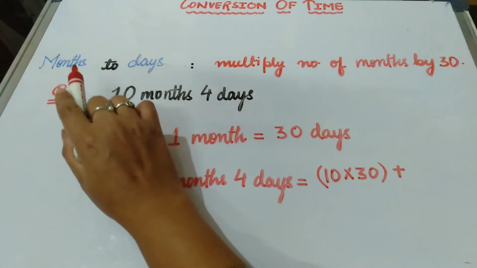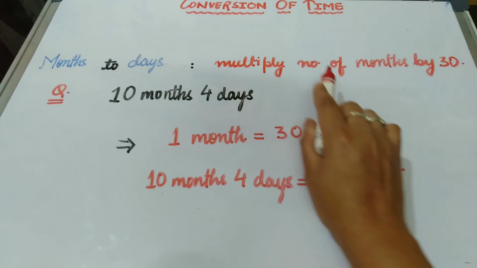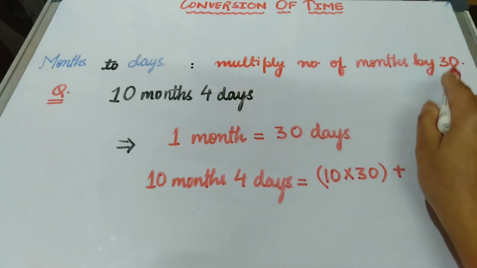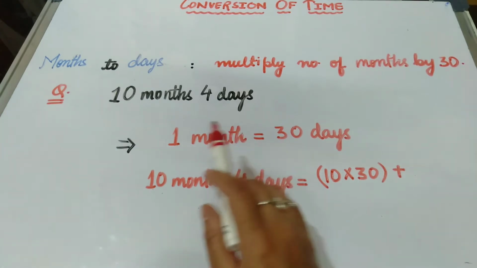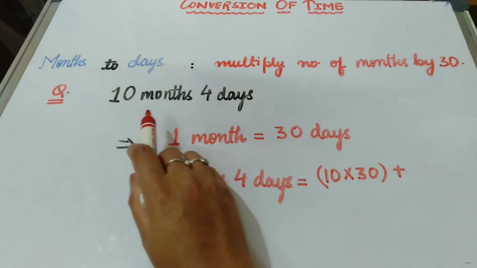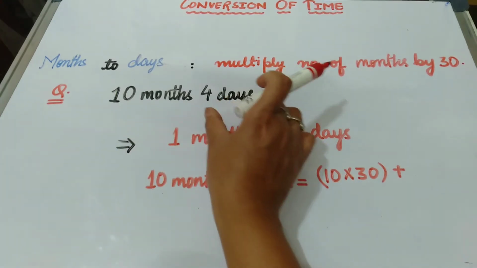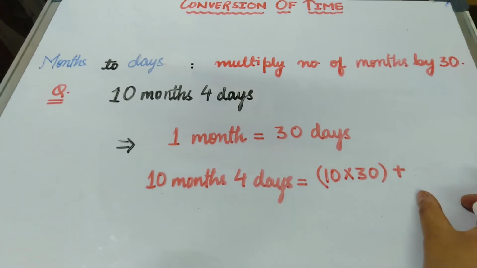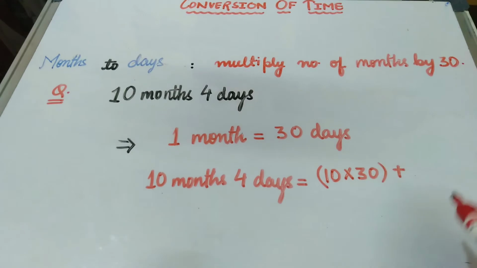Let us see the next conversion, that is months to days. In this we have to multiply the number of months by 30. Why? Because in 1 month there are 30 days. We are going to multiply whatever number of months is given to us by 30, and if there are days given, we will just add the number of days. Because we have to convert only the months into days.